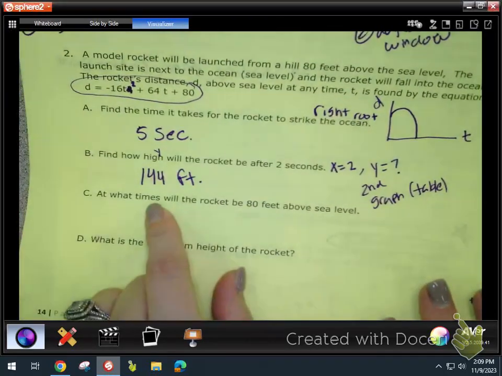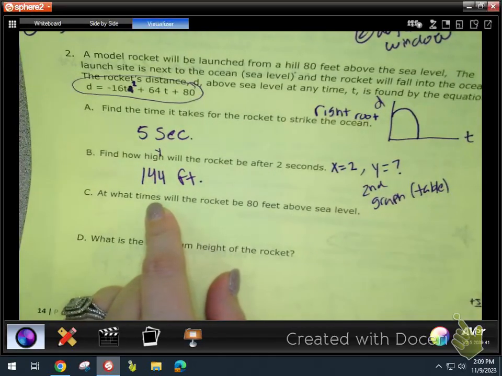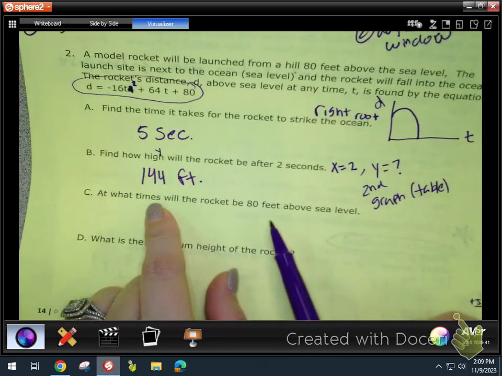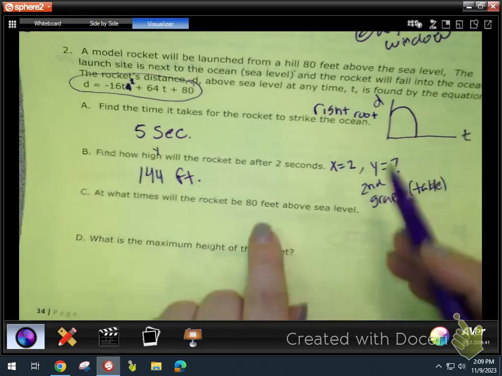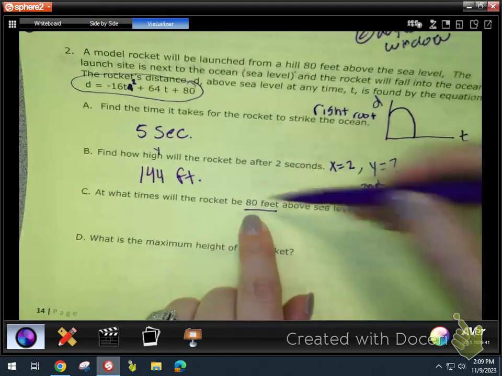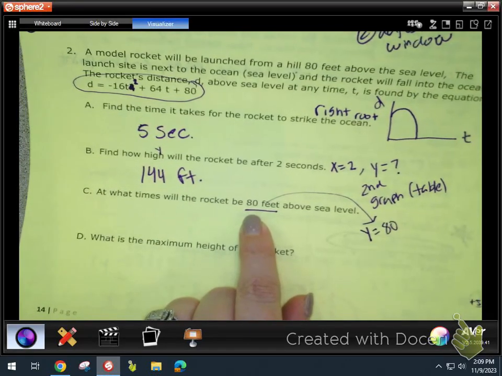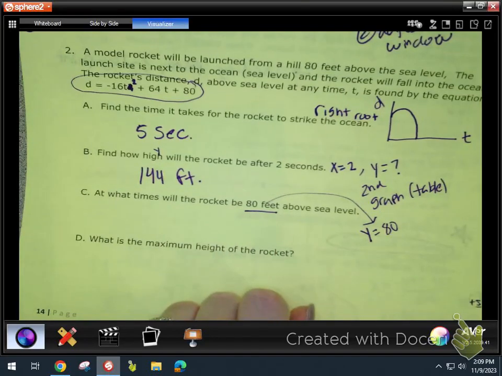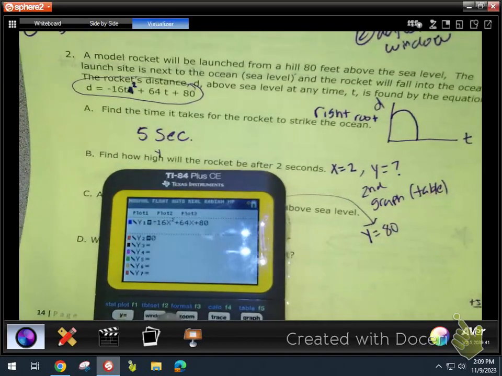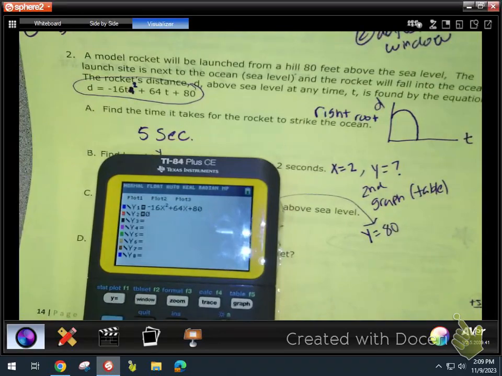So, at what times will the rocket be 80 feet above sea level? Is 80 feet an x or a y? That's going to be y. So how are you going to do that? Go to the y equals, and in y2, what are you going to put?